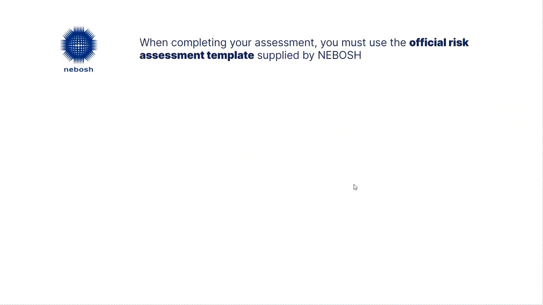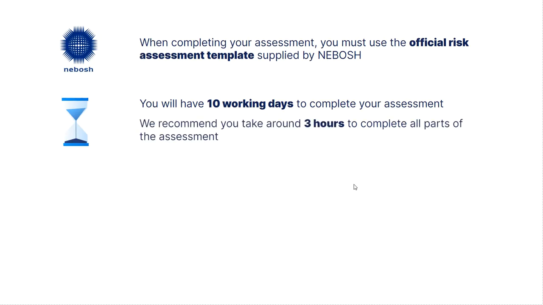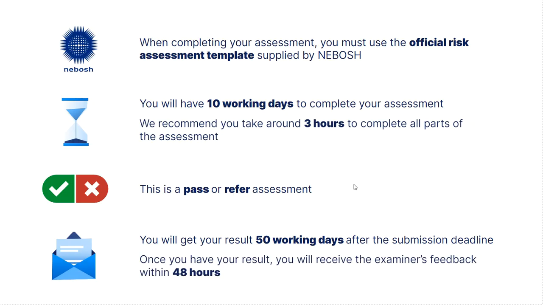When completing your assessment, you must use the official risk assessment template supplied by NEBOSH. You will have 10 working days to complete your assessment, but we recommend you take around 3 hours to complete all parts of the assessment. This is a pass or refer assessment. Once you have completed and submitted your examination, you will receive your results within 50 working days. Once you have your result, you will receive the examiner's feedback within 48 hours.